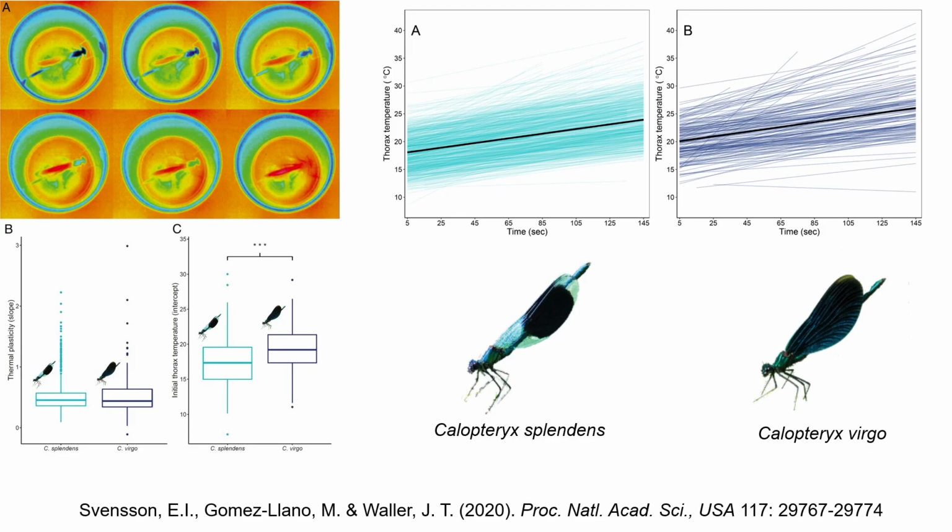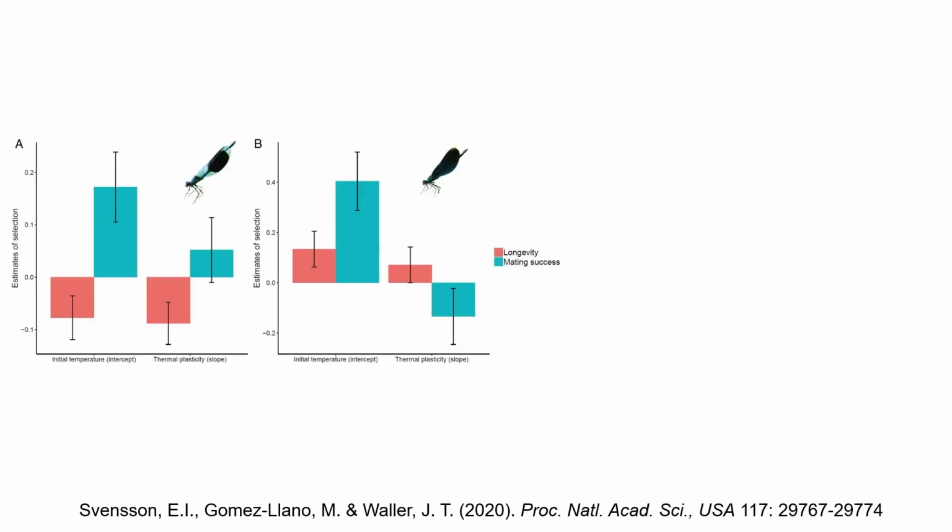And to make a long story short, the slopes, the plasticity, does not differ. They increase in temperature at about the same rate, but the intercept is higher for Calopteryx virgo. Here the scales are unfortunately displaced, so it looks the other way around. But this species has a higher intercept, higher body temperature at low temperatures, but individuals increase at the same rate.